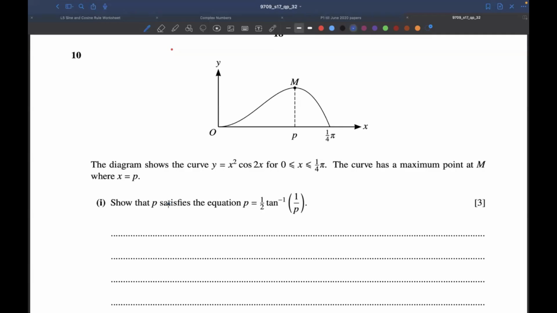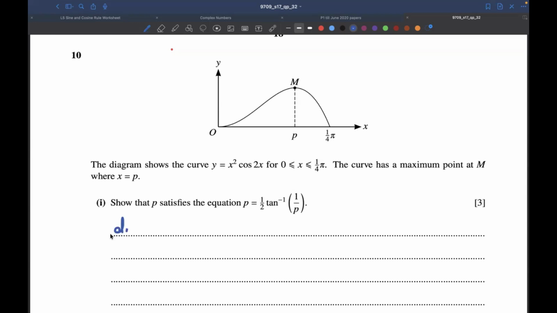In question 10, it says that the diagram shows the curve y equals x squared cos 2x. The curve has a maximum point at M where x equals p. We have to show that p satisfies the equation p equals half tan inverse of 1 upon p. Now, as it is a maximum point, we know that dy/dx equals 0.